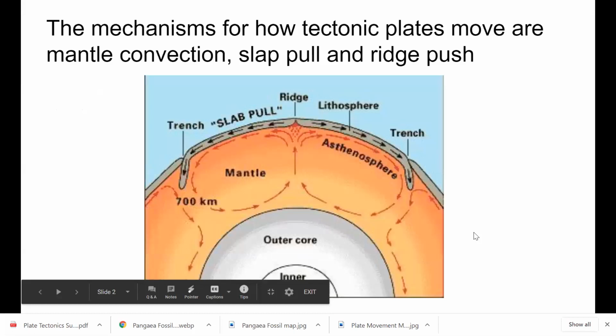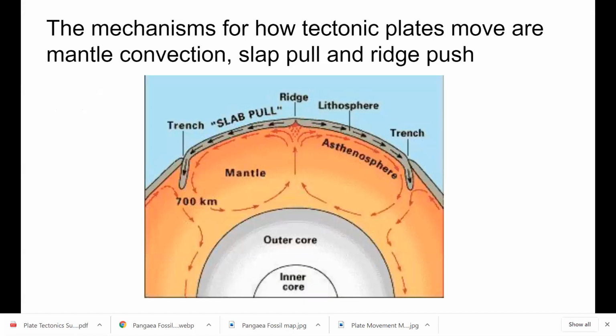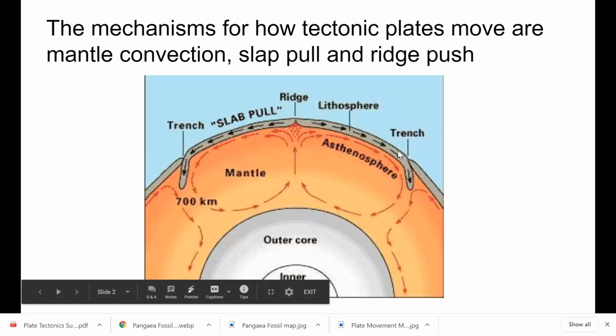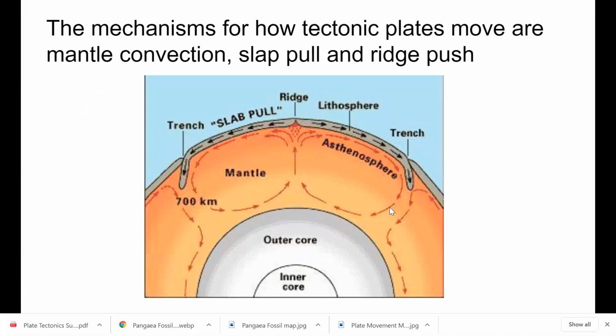The mechanisms for how tectonic plates move are mantle convection. That's where the hot stuff goes up, it's less dense. The cold stuff goes down, it's more dense. And as it moves, the plate on top will just kind of ride on top of the mantle.